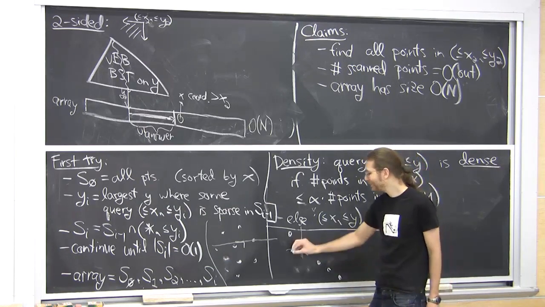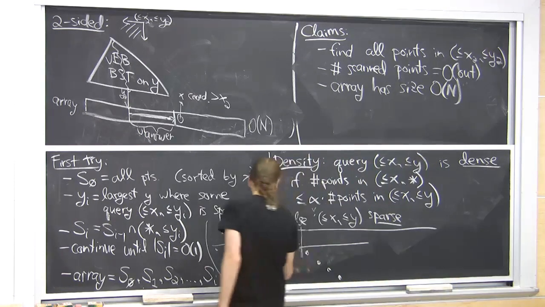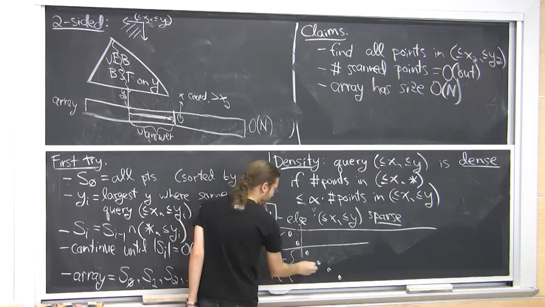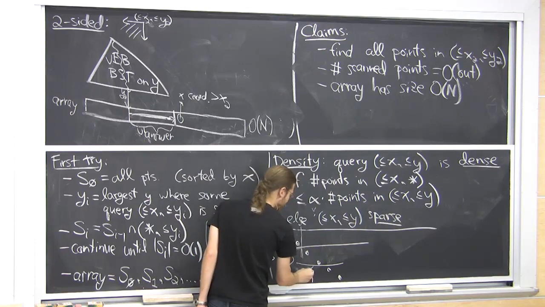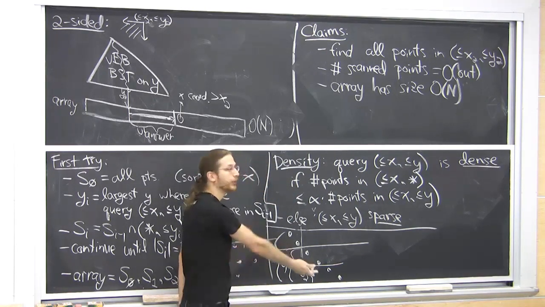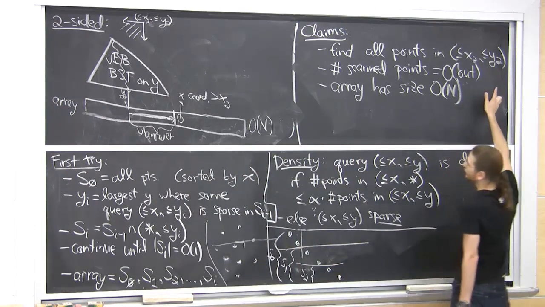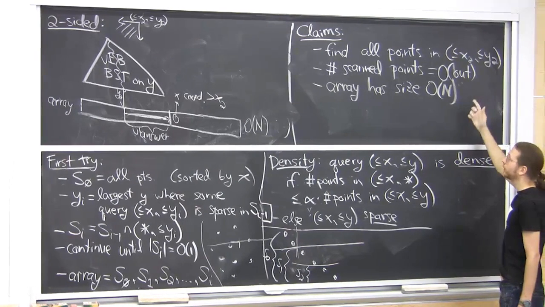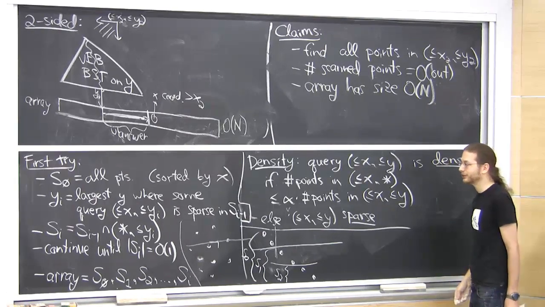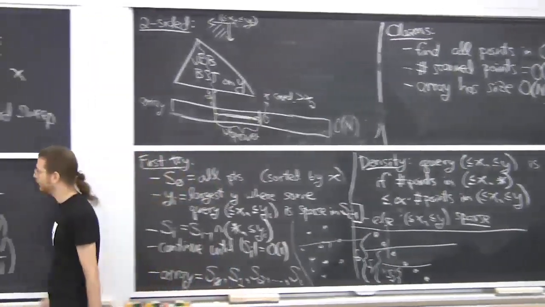So pretty much immediately you've got to draw a line here and say, okay, S0 is all points. S1 is these points. S2 is going to be these points. In general, they're suffixes of the points, and so the total space will be quadratic. Okay, so the first two properties will be correct, because you're just looking in S0 or S1 or whatever. Everything looks fine, but your array does not have linear size. So no good. First try failed.